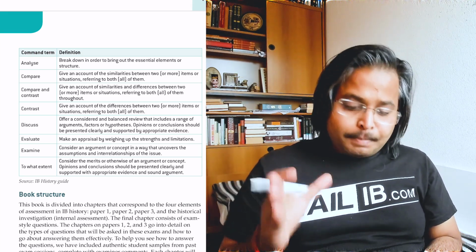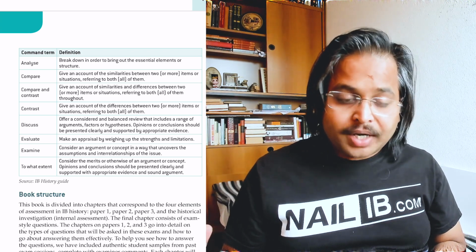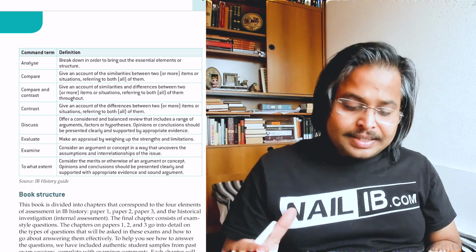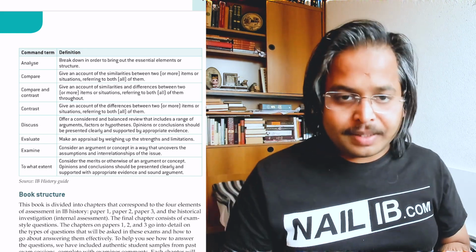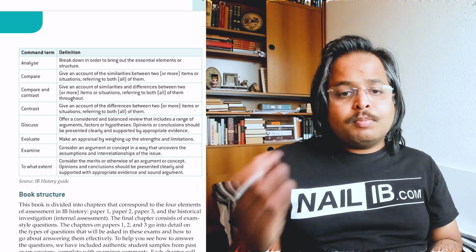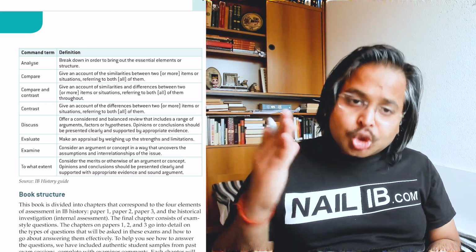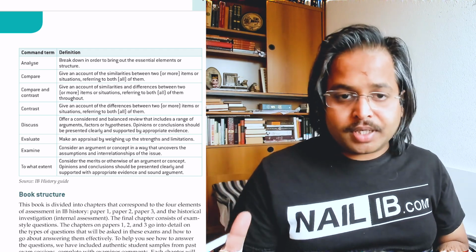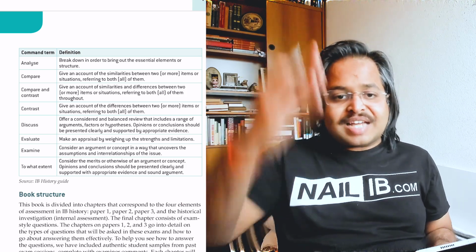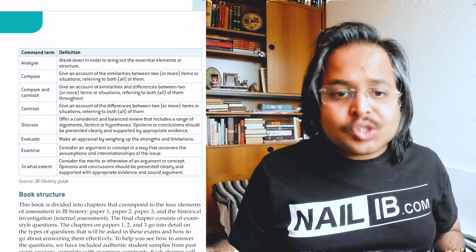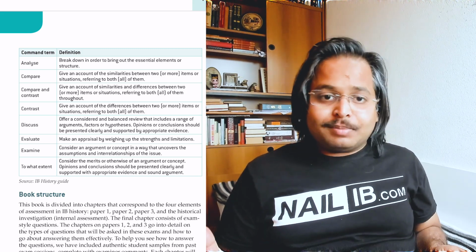In this case, compare always and only means similarities. So give an account of the similarities between two or more items or situations, referring to both or all of them. When I say referring to both or all of them, it simply means that your similarities should be running commentary. In other words, it cannot be like in middle school where we used to have these tabular kinds of distinctions. That is neither acceptable nor expected of you as a scholar doing IB history.